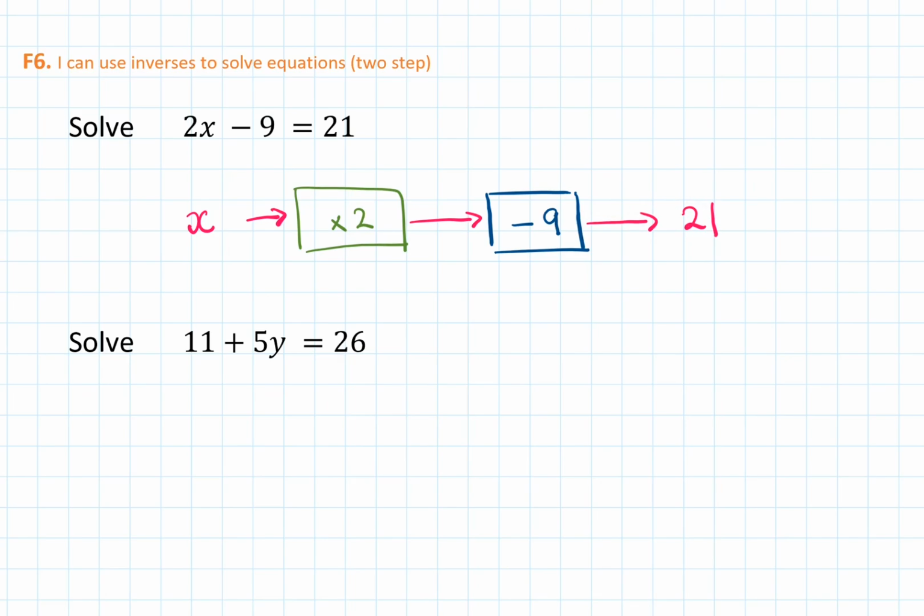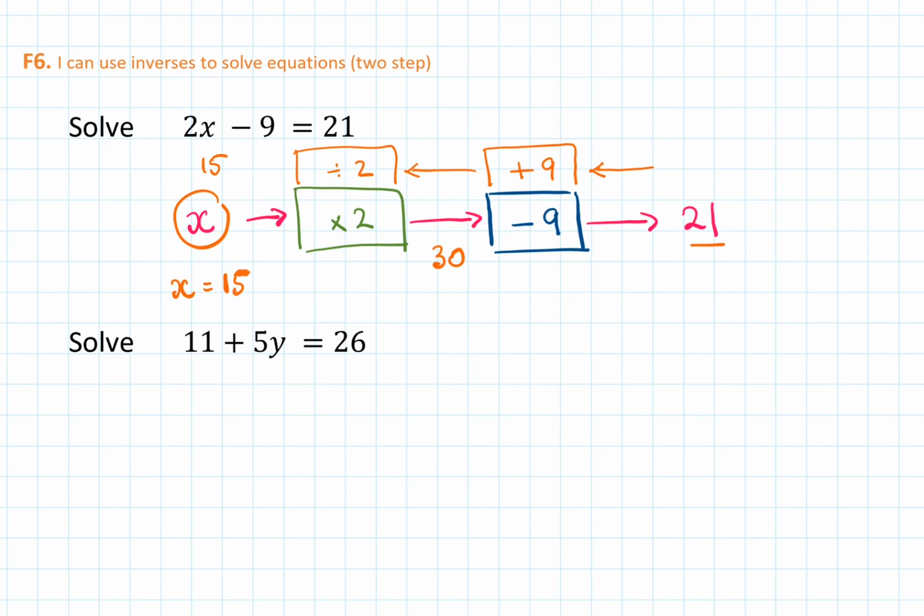This will be our function machine, and if we're trying to work out the value of variable x, we can start from 21 and work backwards using our inverses. Our intermediate result is 30, and the final answer is x = 15.